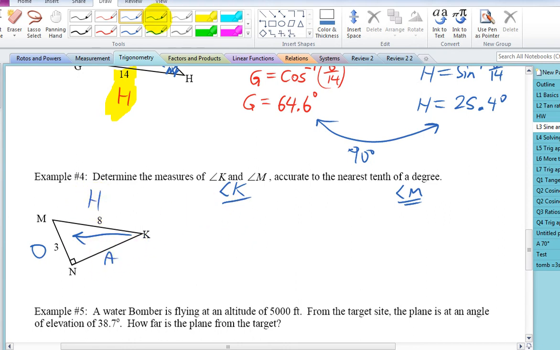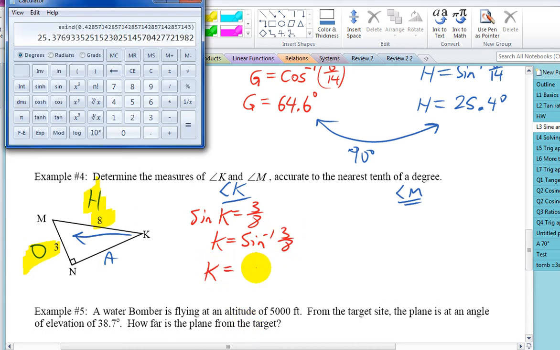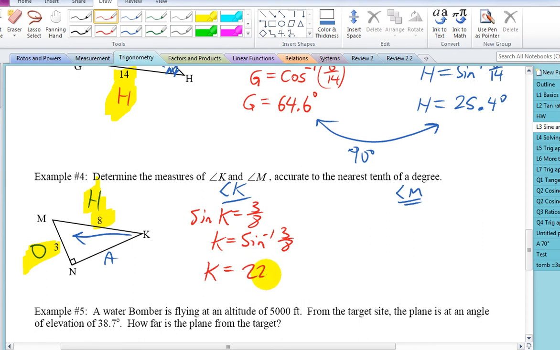Okay, which ratio should I use for K? And that's because why? Yeah, you have the opposite and the hypotenuse. So sine K equals 3 over 8. That should be your first line. K equals inverse sine of 3 over 8. And then you can go to your calculator, get your angle. 22 degrees. So 22.0 degrees.